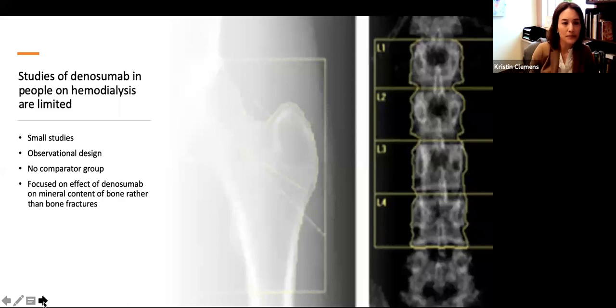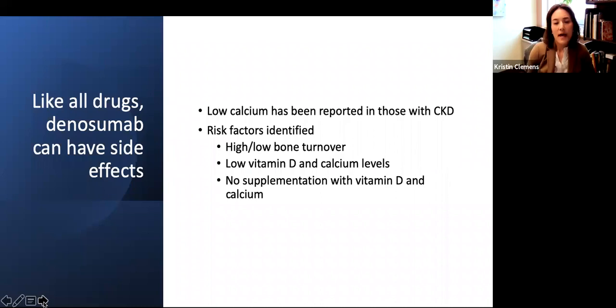Like all drugs, denosumab can have side effects, and low calcium has been reported in those with kidney disease, mainly in case reports and small case series. But importantly, there have been risk factors identified for hypocalcemia or low calcium, and that is both low and high bone turnover, low vitamin D and calcium levels even before giving the drug, as well as a lack of supplementation with vitamin D and calcium during drug treatment.